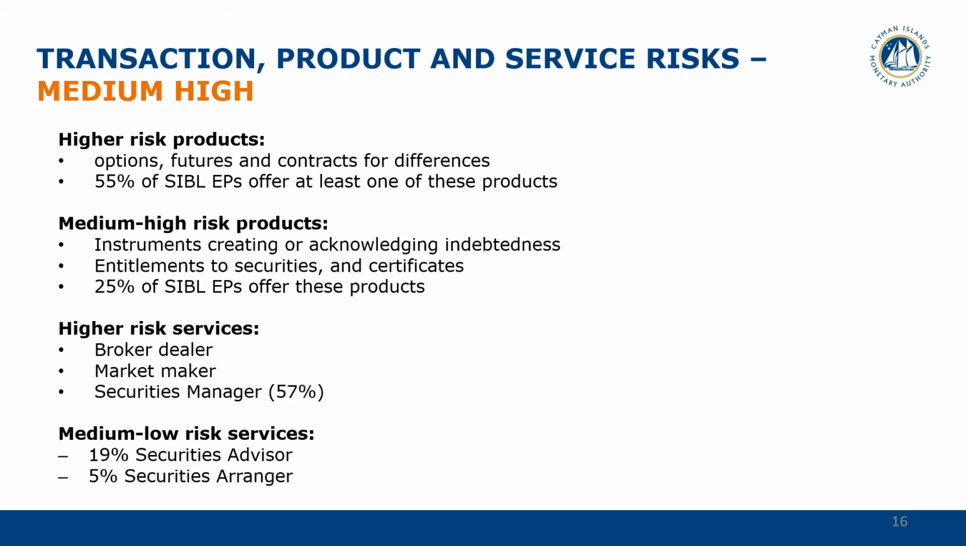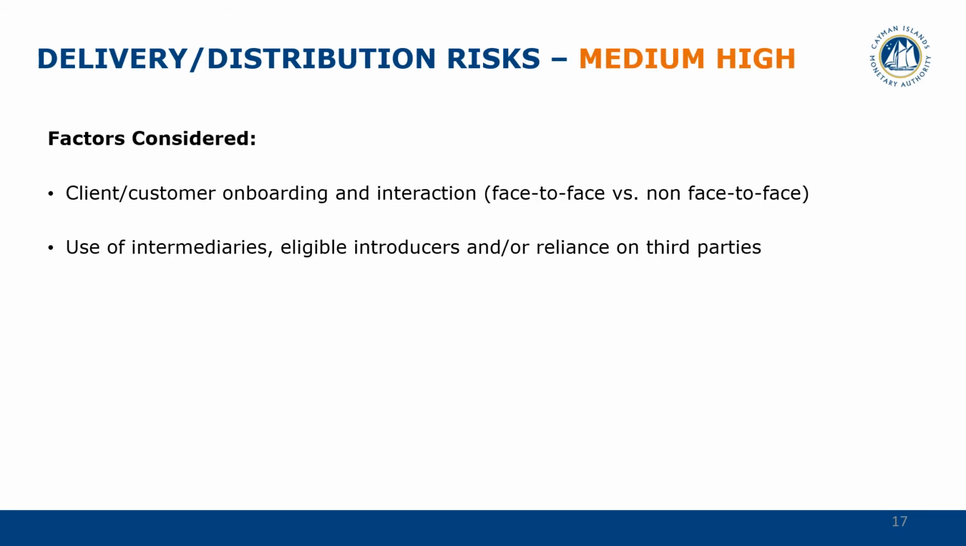CbP EPs engaged in higher risk services such as broker dealing, market dealing or securities managing, and a lower proportion engaged in lower risk services such as securities advising and securities arranging. So the overall risk assessment here was medium high. The next area of consideration for inherent risk were the delivery and distribution channel risks, which were rated medium high.